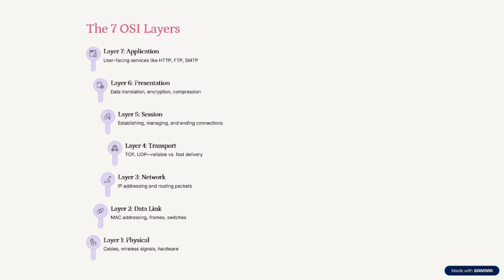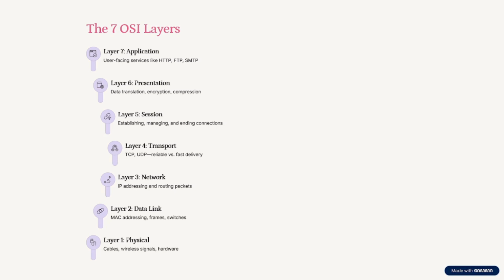Then comes layer 2, the data link layer. The data link layer manages MAC addressing, frame construction, and local network switching. Switches operate at this layer. Typical attacks include ARP poisoning, MAC flooding, and VLAN hopping. These attacks enable local network interception and lateral movement.